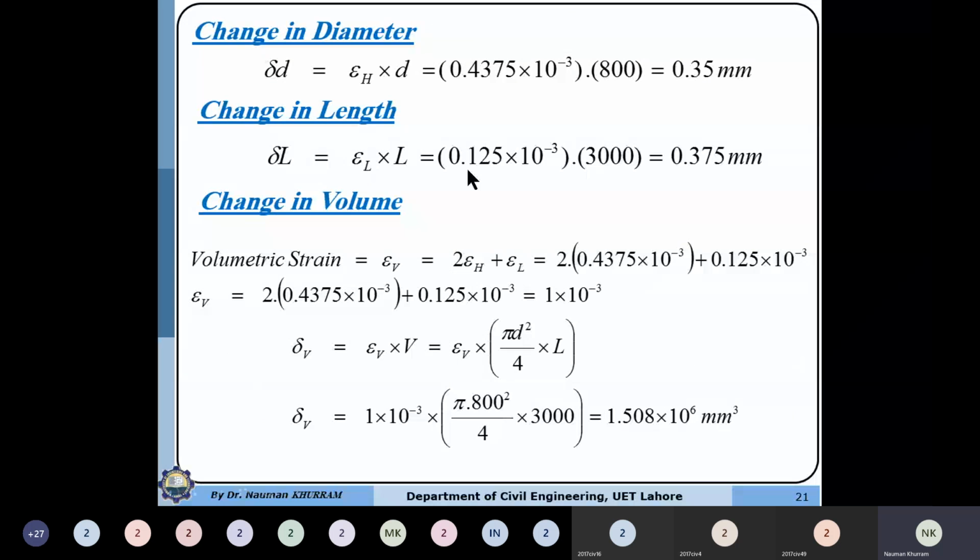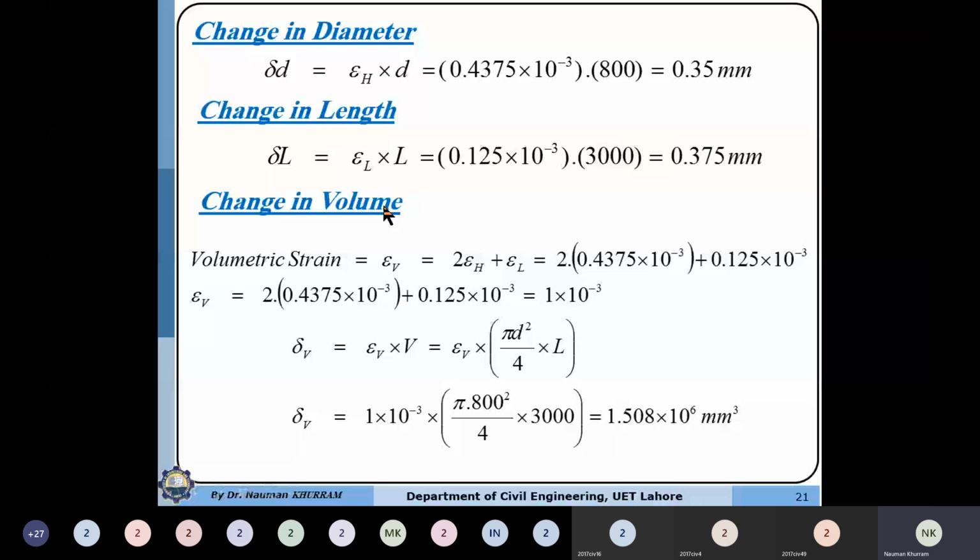Then the change in diameter is equal to the diametric strain, or hoop strain, multiplied by the original diameter. Because hoop strain is the change in diameter over the original diameter, multiplying it with the original diameter gives the change in diameter, which is 0.35. Similarly, the change in length is equal to the longitudinal strain multiplied by the length, and the length is 3000 millimeter. So the answer is 0.375 millimeter.